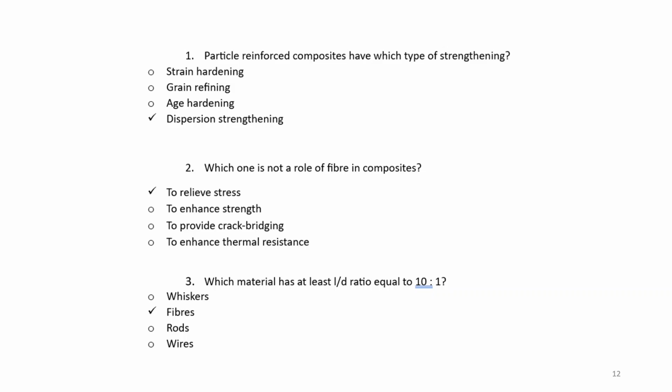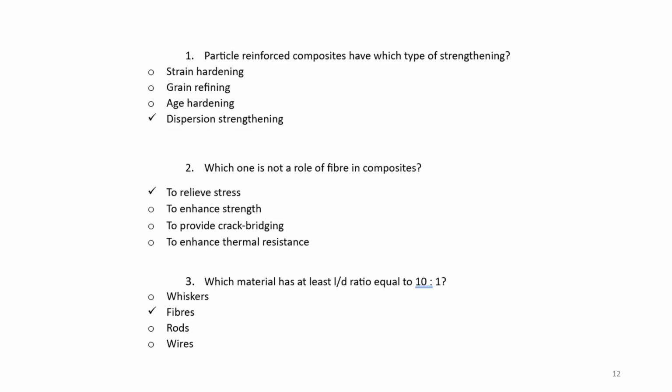Next question is, particle reinforced composites have which type of strengthening? The options are strain hardening, grain refining, edge hardening and dispersion strengthening. So correct answer will be dispersion strengthening. In case of particle reinforced composites, the particles will be dispersed. So the interface won't be compatible with the matrix. It will have a sharper interface. So it will be dispersion strengthening.